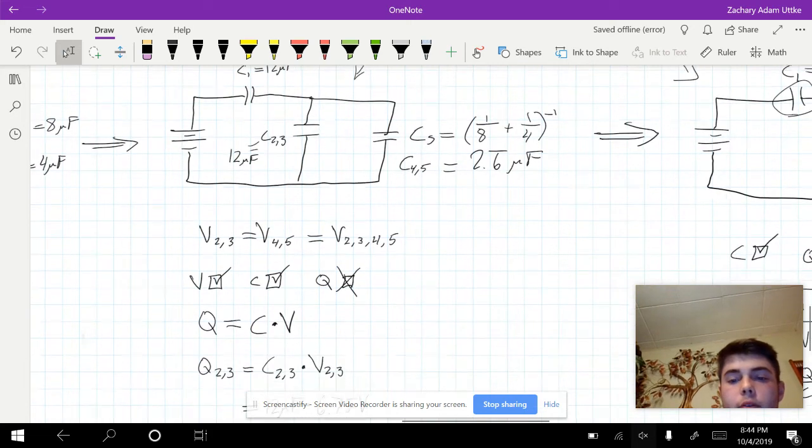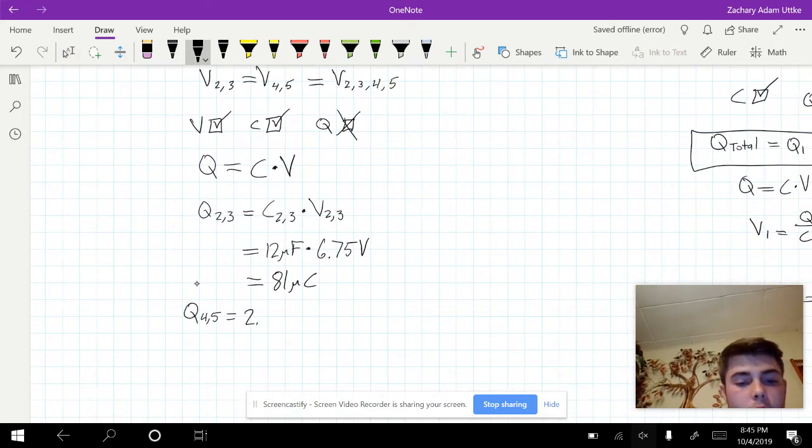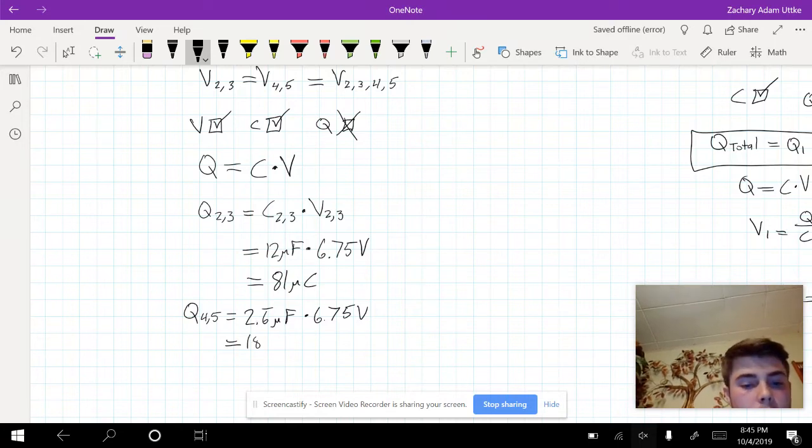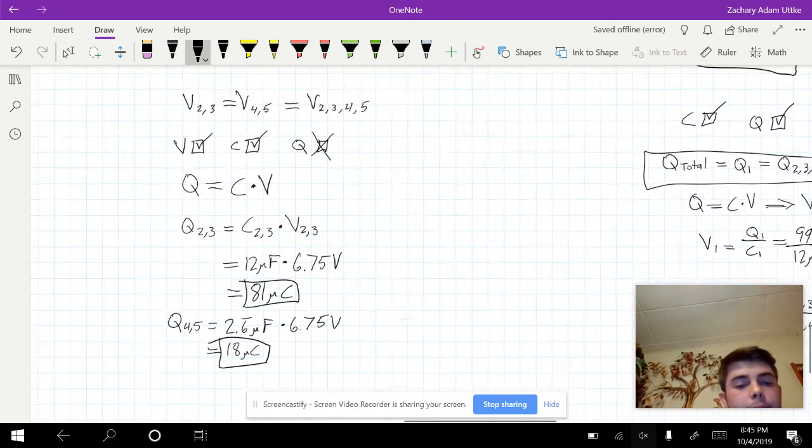Okay, and doing the same thing for the other capacitor. Let's see, we have 2.6 repeating microfarads times its voltage, which will equal 18 microcoulombs. Okay, so these are the things we figured out.